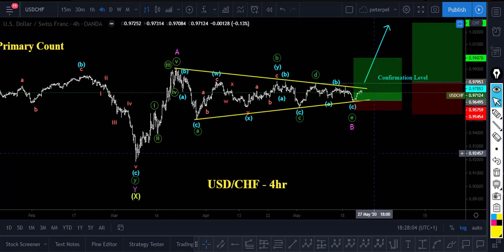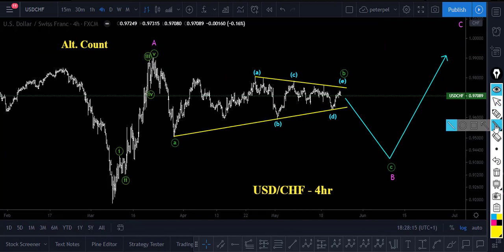So that is where our alternative wave count comes in. In our alternative wave count, you can see that the triangle can also be counted in a different way. Now we have wave A here, and now we are still having an A, B, C, D, E for wave B, which will give you a potential that we are coming down for green wave C of purple wave B before we go up.